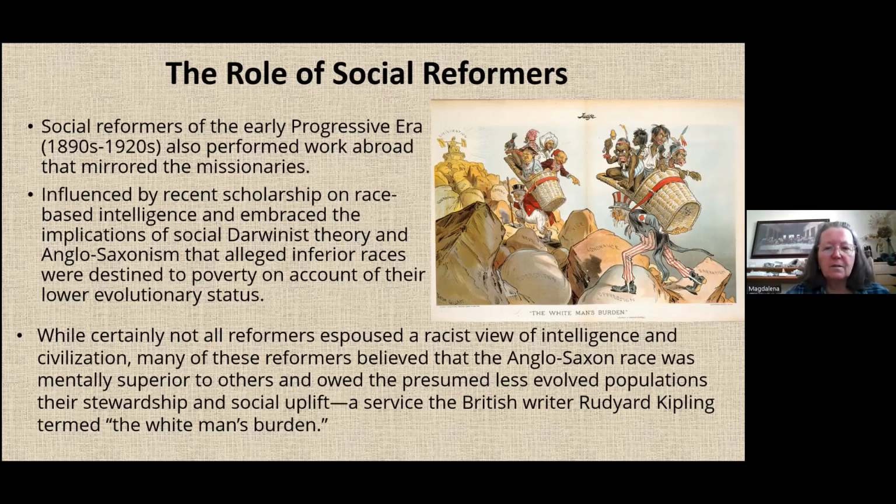evolutionary status. And while certainly not all reformers espoused a racist view of intelligence and civilization, many of these reformers believed that the Anglo-Saxon race was mentally superior to others and owed the presumed less evolved populations their stewardship and social uplift. A service the British writer Rudyard Kipling termed the white man's burden. And here is a cartoon from Judge magazine about the white man's burden.